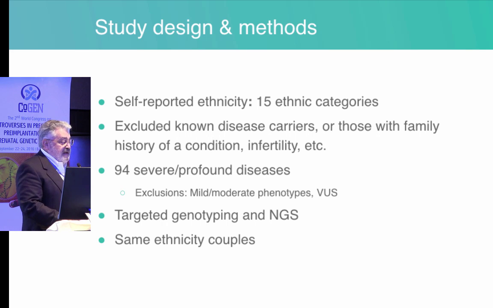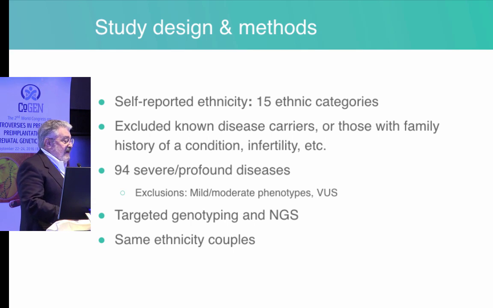The study design was looking at self-reported ethnicity. Everyone that received screening had a checkbox on the form, so it's self-reported in 15 ethnic categories, supported by U.S. Census data. It excluded known carriers or those with a family history of a condition, and we included only severe and profound disorders. There were some mild disorders on the panel that were removed. It was a combination of targeted genotyping and NGS, which I'll show you.